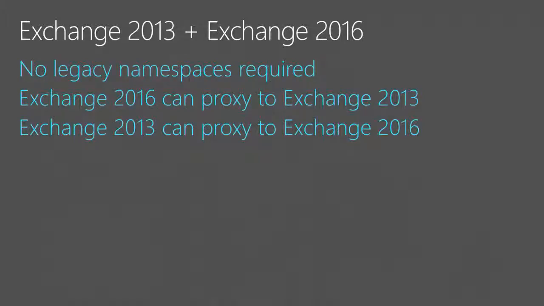Now, if you're coming from 2013 to 2016, it is even easier than that. Again, you don't need any form of legacy namespaces. And not only can Exchange 2016 proxy to 2013, but 2013 can proxy to 2016 as well. And in fact, they'll share the same namespace. And they're almost, from this standpoint, largely interchangeable. So the user can talk to either, and either will happily proxy them to wherever their mailbox database is located, whether it's on 2016 or 2013.